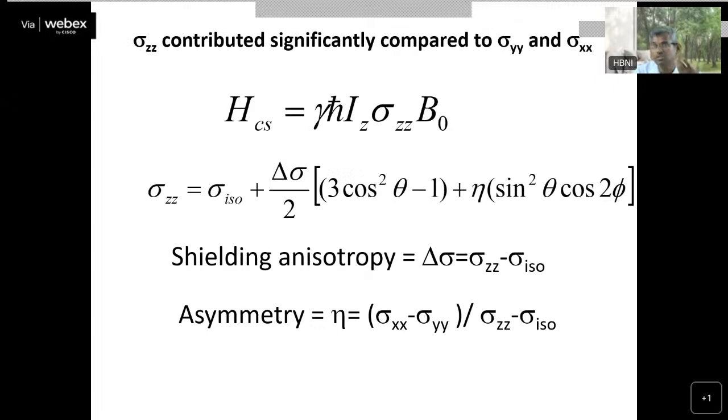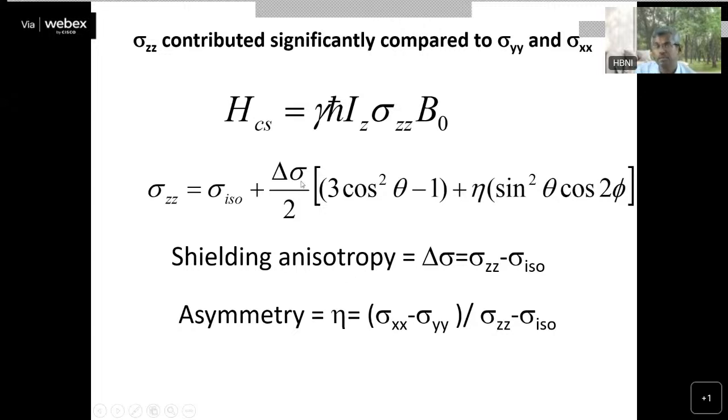I have also mentioned how the Hamiltonian for the dipole-dipole interaction will look. Similarly, this is a typical Hamiltonian for a chemical shift interaction. From this Hamiltonian, we can derive the sigma z value, because normally we try with the IZ component. So sigma z is the predominant component of the chemical shift which interacts with the operator.